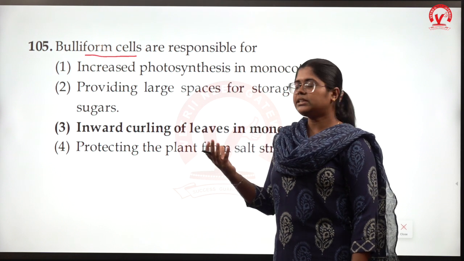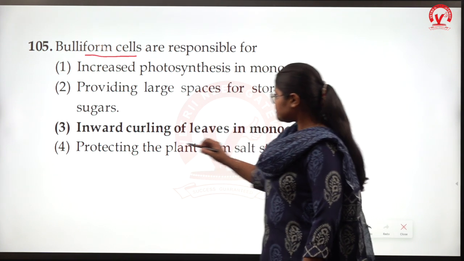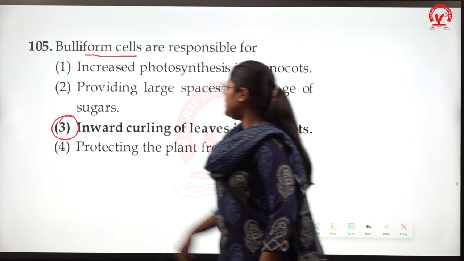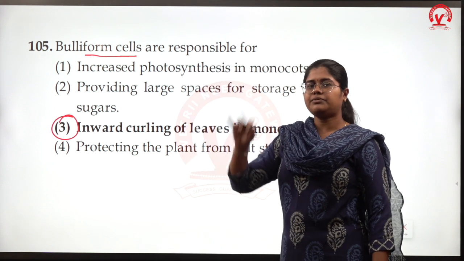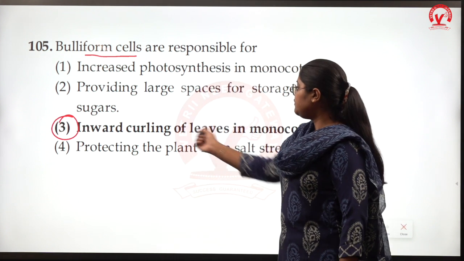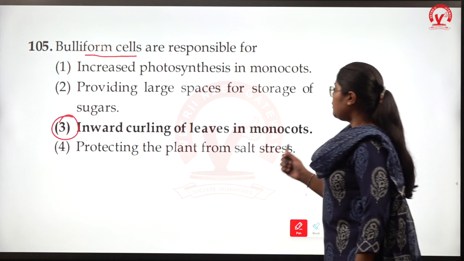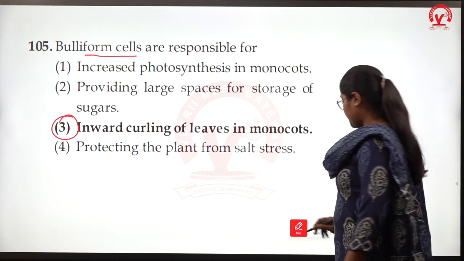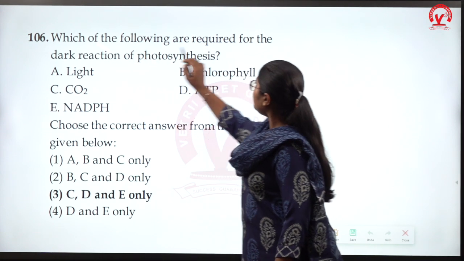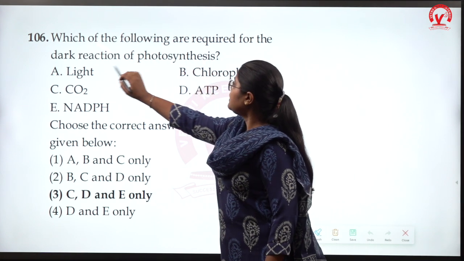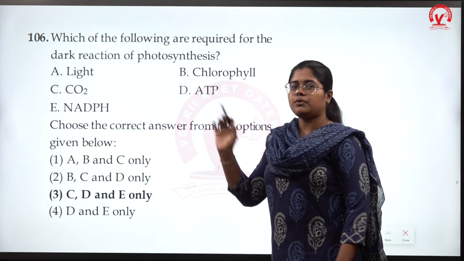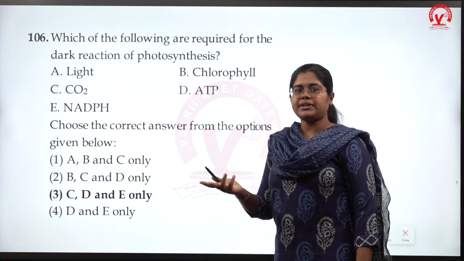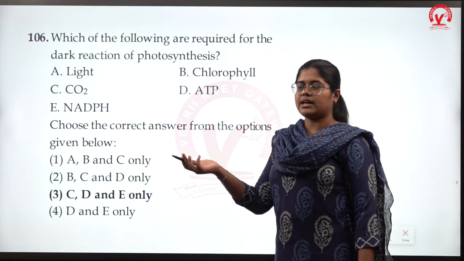So lose பண்ணிட்டு they will form the inward curling of leaves. So bulliform cells வந்து flaccid ஆ மாறி inward curling of leaves in monocots. So இதுதான் function of bulliform cells. Next question, which of the following are required for the dark reaction of photosynthesis? Photosynthesis நம்மளுக்கு ரெண்டு ஃபேஸ்ல நடக்கும், light reaction and dark reaction.